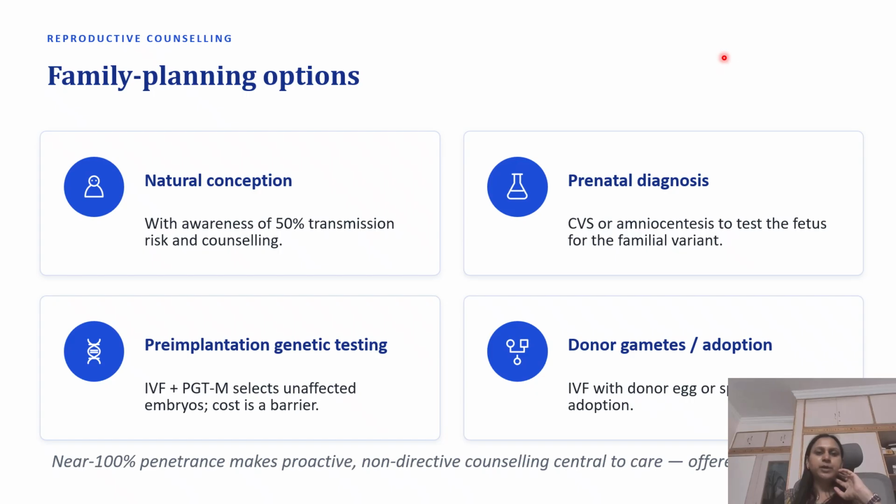Given near complete penetrance, reproductive counseling should be proactive and offered to both men and women. There are a few options available. Number one, natural conception with awareness of 50% transmission risk. Second, prenatal diagnosis by chorionic villus sampling or amniocentesis. Third, pre-implantation genetic testing, that is IVF with PGT-M to select the unaffected embryo. Cost is a real barrier here. Then we have donor gametes and adoption, which are also on the table. And finally, the decision to go childless. Counseling should be non-directive. Your role is only to lay out options clearly and not to steer the decision.